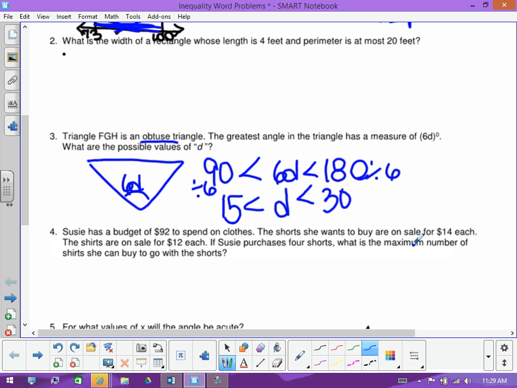Okay, so it's between 15 and 30. Does that mean that the angle is 15 or 30? No, that means that this letter is 15 to 30. So we actually couldn't use 15 because it's got to be greater.